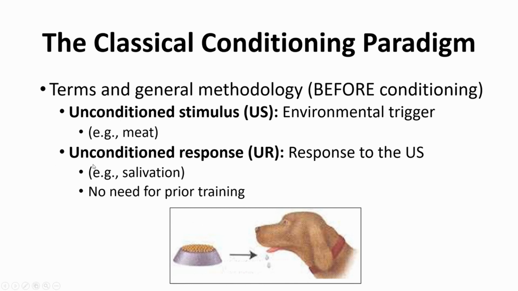And then we have an unconditioned response, or UR. And the unconditioned response occurs in response to that unconditioned stimulus. So this would be how the dog reacts to food, in this case, salivation. And the important part to note here is there's no need for prior training with this unconditioned response because it is naturally going to come from experiencing that unconditioned stimulus. That's why they're both unconditioned. They don't have to be taught.